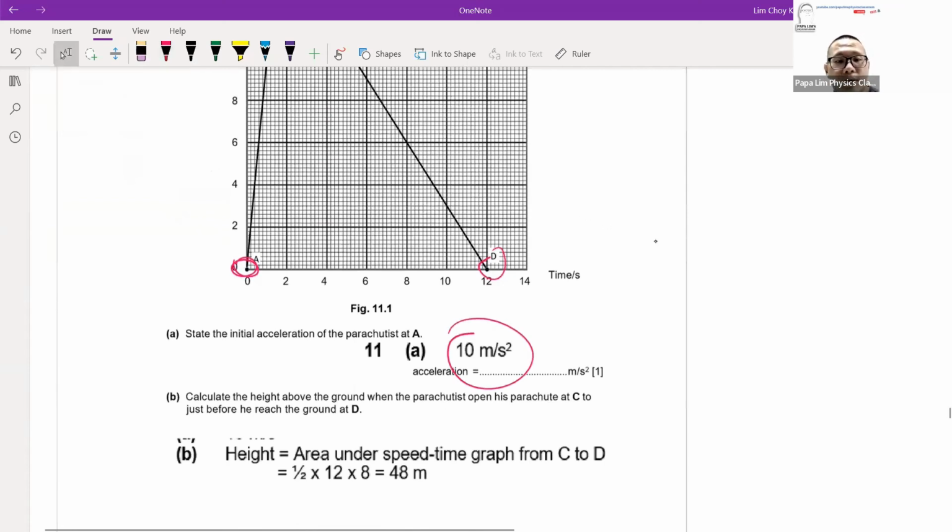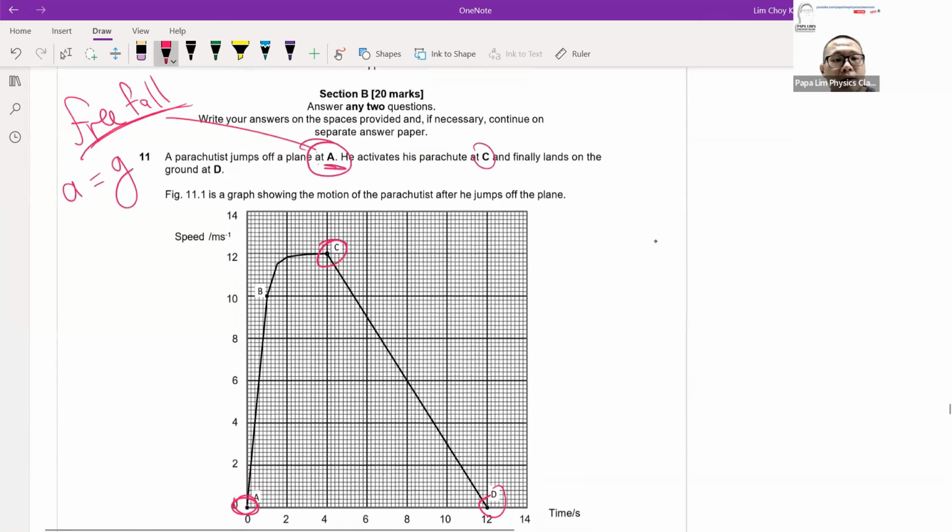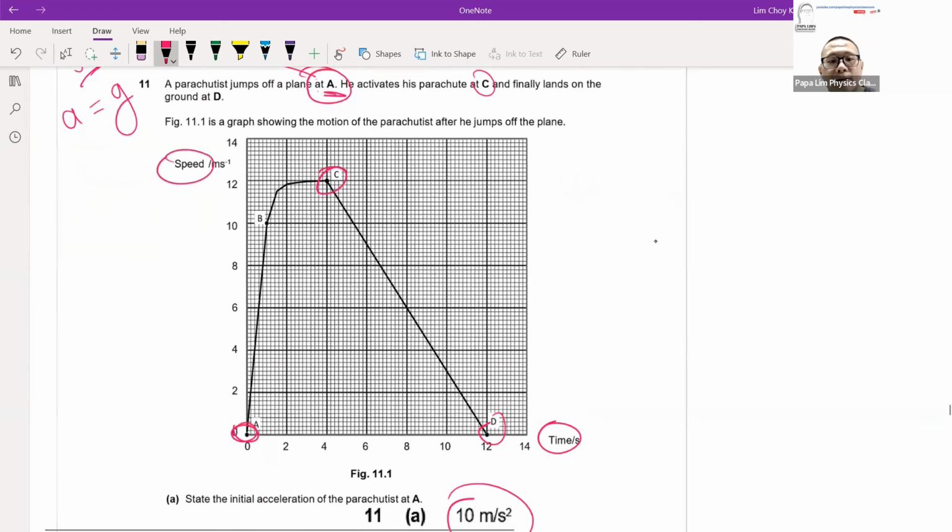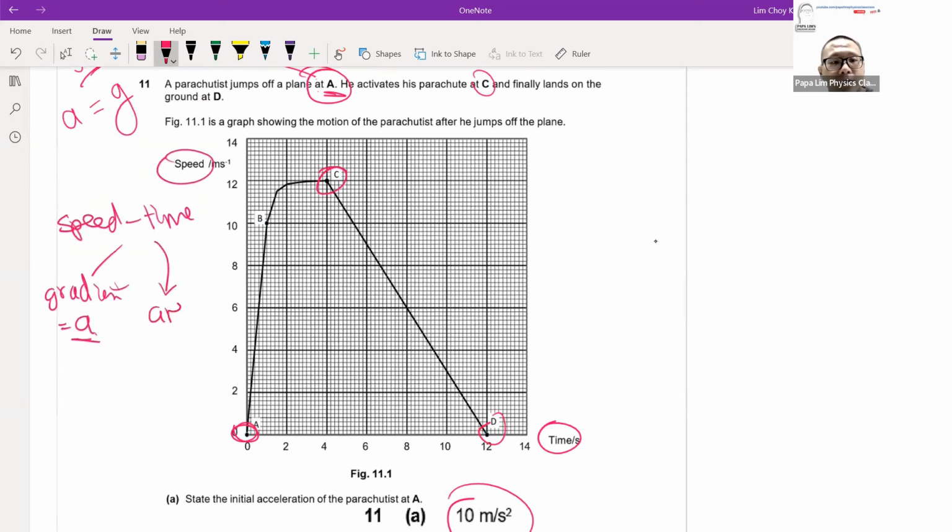Calculate the height above the ground where the parachute opened, at C. So I want the height, which means I want the distance. First, check what graph I am looking at. Speed-time graph. If I have a speed-time graph, two things I am concerned with: first, I want to know the gradient, because the gradient will tell me the acceleration of the object. Second, I want to know the area under the graph for a speed-time graph.